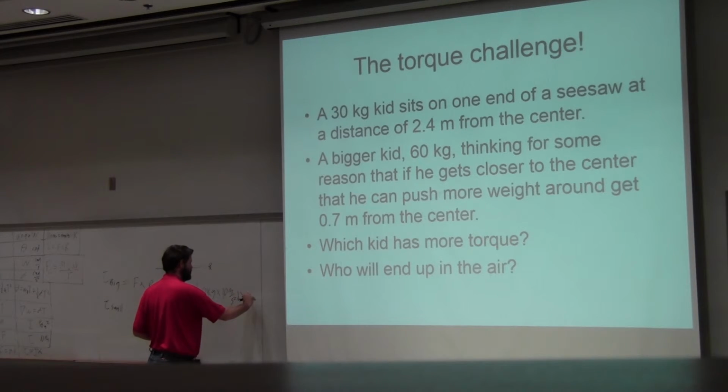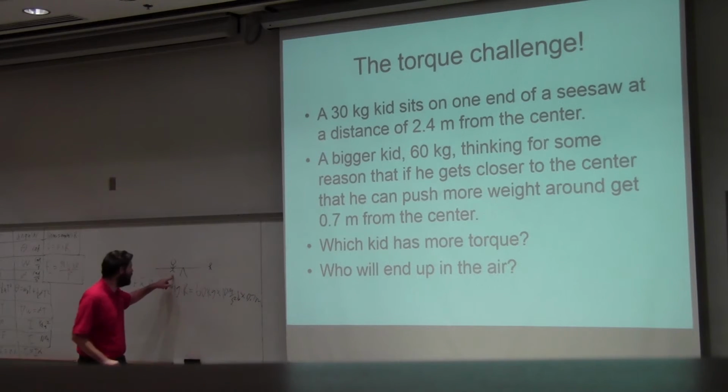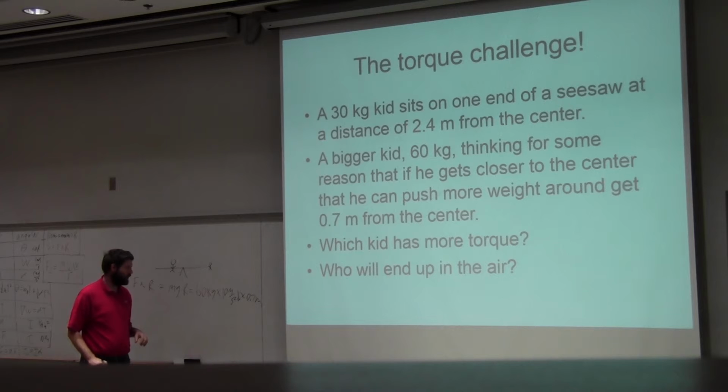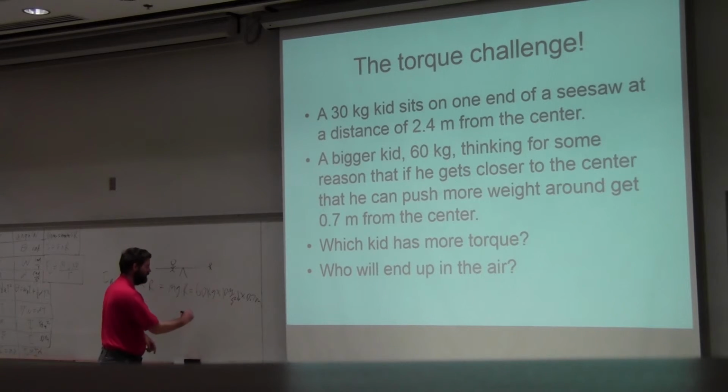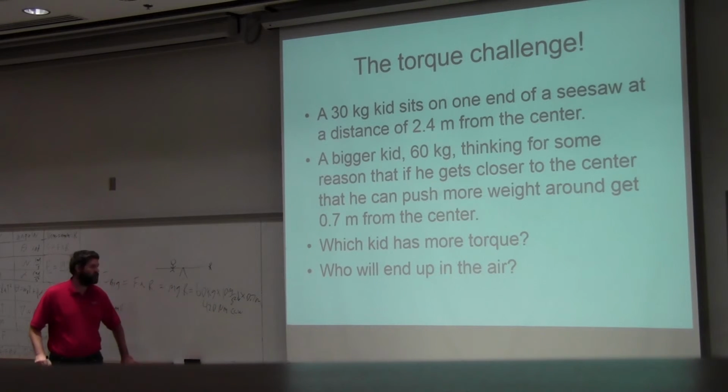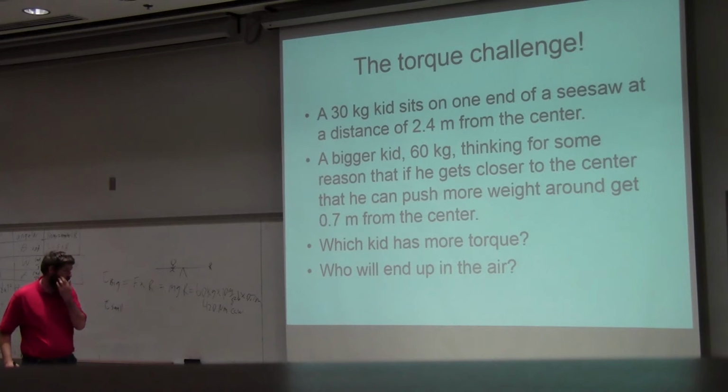And it's down times 0.7 meters. Now, the way I've drawn this, down is going to give me a counterclockwise torque. So my answer is going to be counterclockwise. So I have 600 times 0.7, that's 420 Newton meters counterclockwise. CCW is counterclockwise, CW is clockwise. So 420 counterclockwise. Now what about the smaller child?